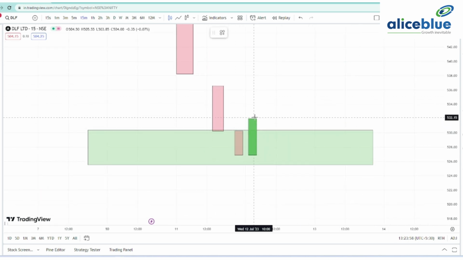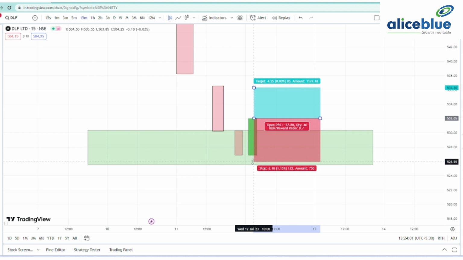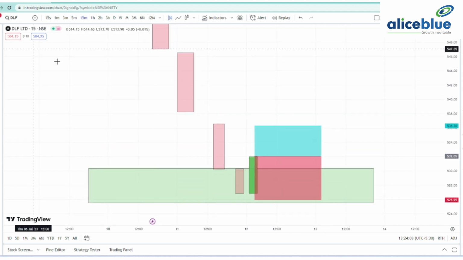If the pattern is formed, here we have to take our entry and the swing low will be our stop loss and the higher level resistance.